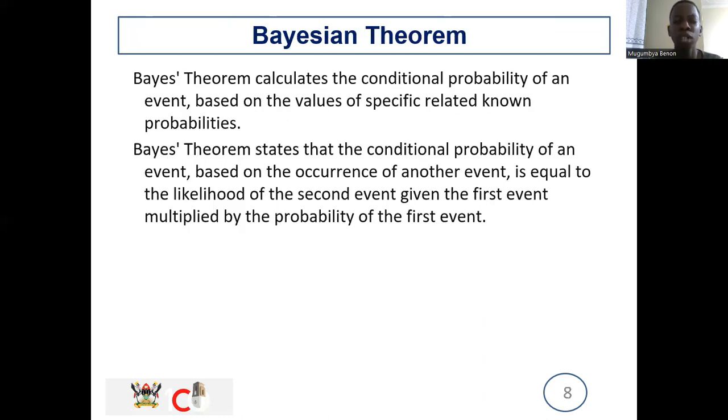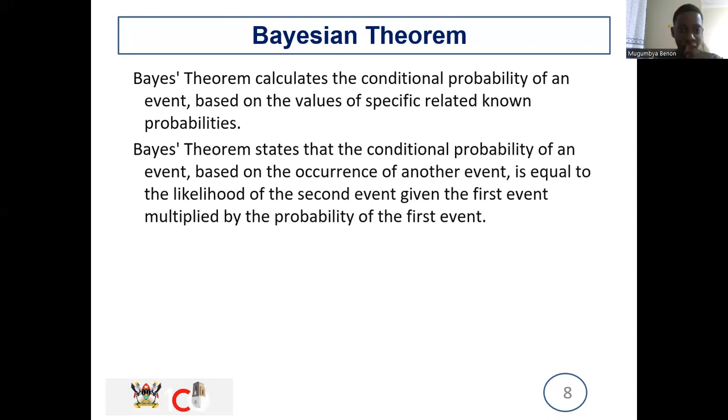So now I want to talk about an important concept called Bayes theory. Bayes theory is just a mathematical formula that calculates the conditional probability of an event based on the values of specific related probabilities. Basically, Bayes' theory states that the conditional probability of an event based on the occurrence of another event is equal to the likelihood of the second event given the first, multiplied by the probability of the first event.